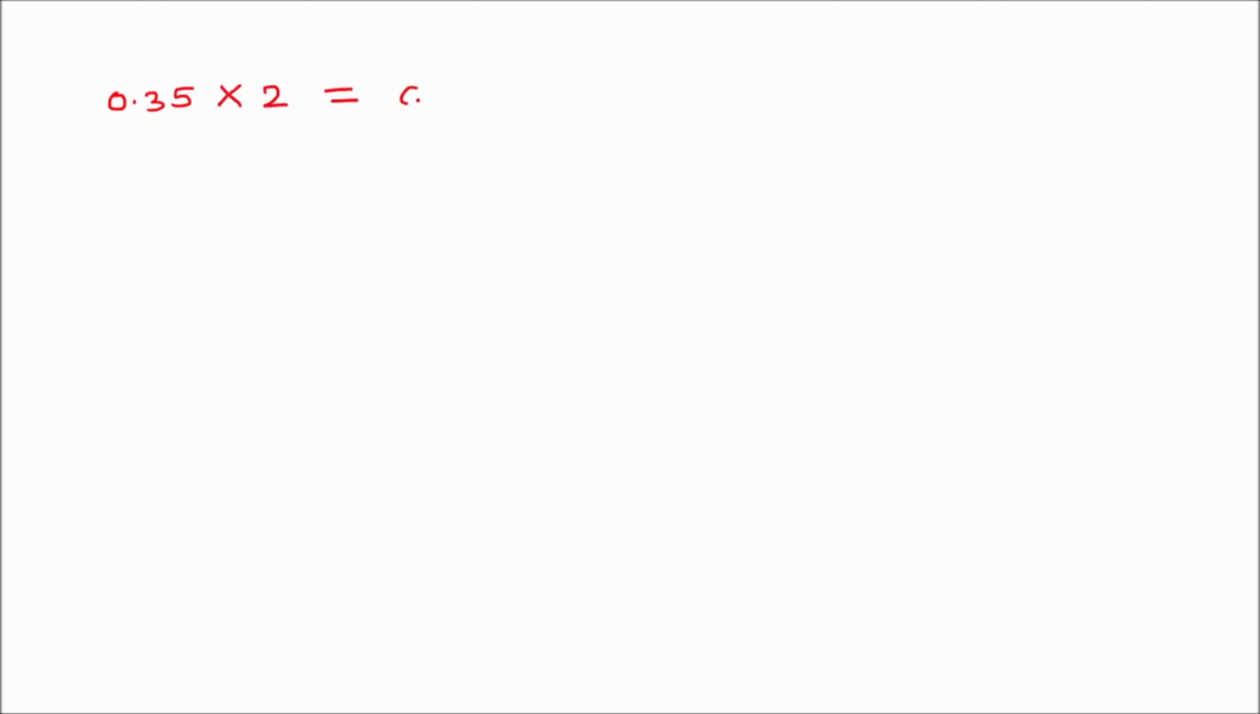Now answer is 0.70. Now here integer is 0, so it will be 0. Again multiply 0.70 into 2. Now what is the answer? 1.4. So what is the integer part? 1. So you have to write 1. And for next calculation, just take fraction parts. What is the fraction part? 0.4. Then multiply by 2.